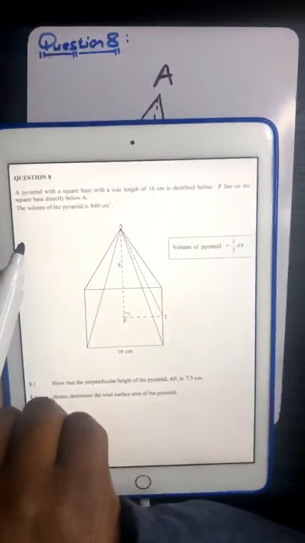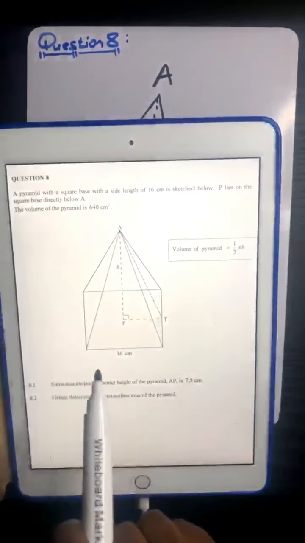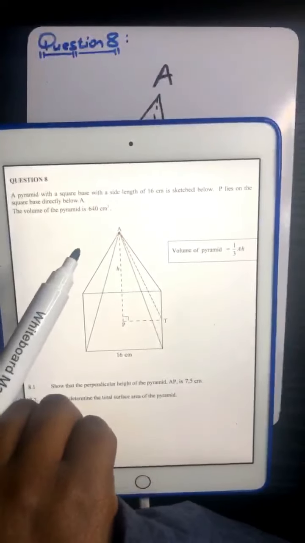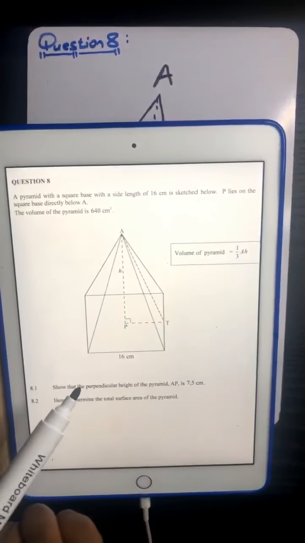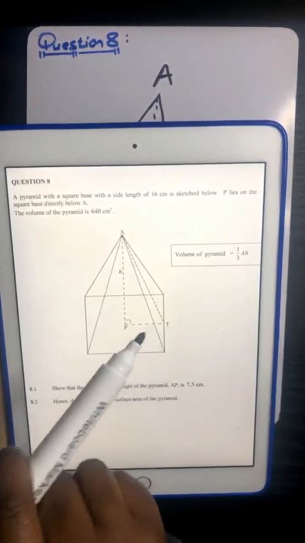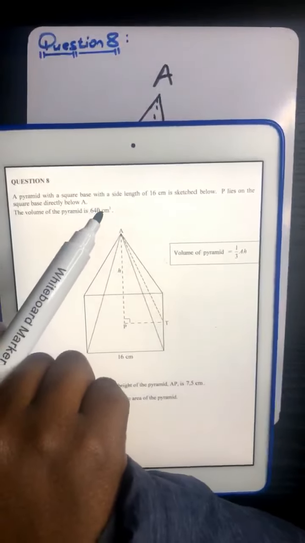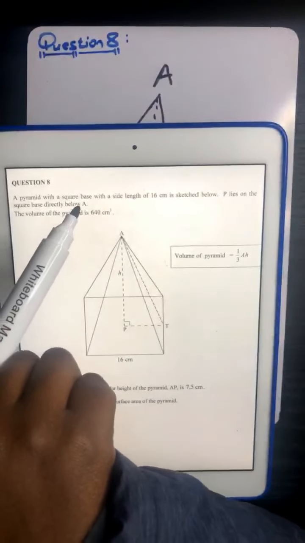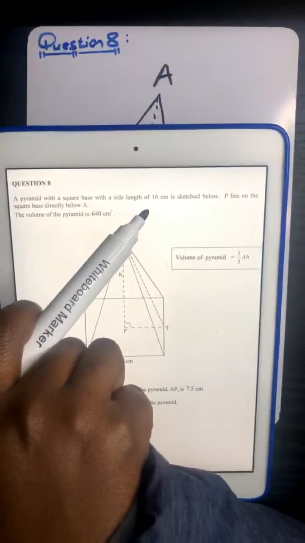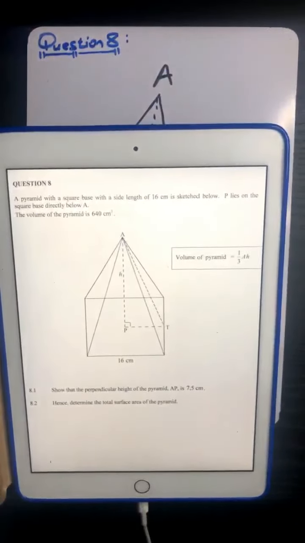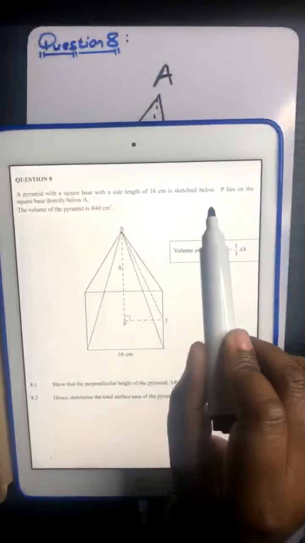Question number 8 says a pyramid with a square base. Yes, a pyramid has a square base, not necessarily all pyramids, but just that one. A square means all the sides are of the same length. So a pyramid with a square base with a side length of 16 is sketched below.